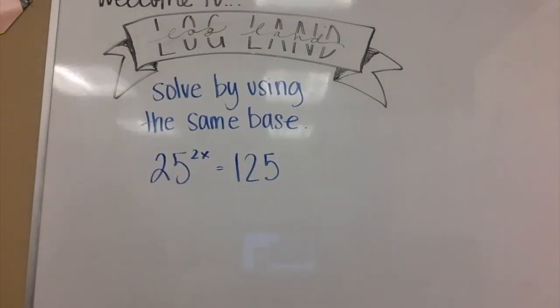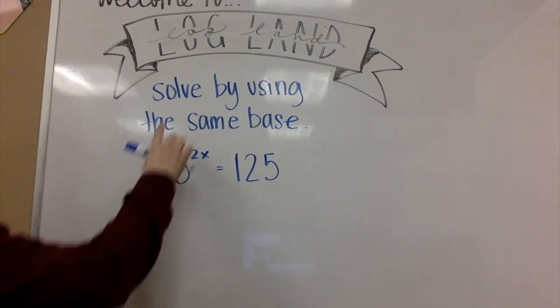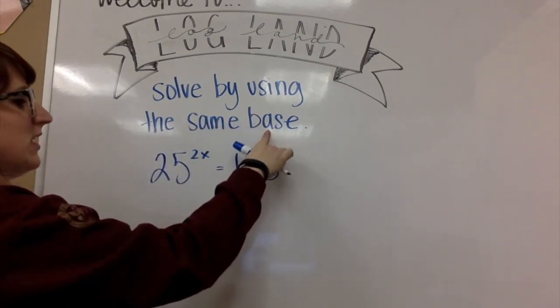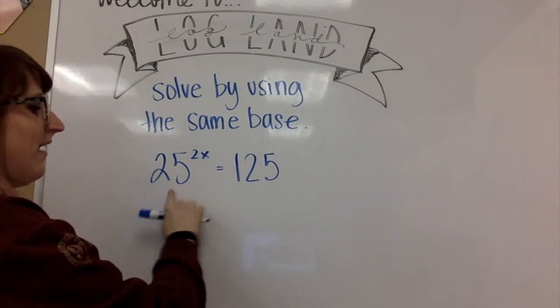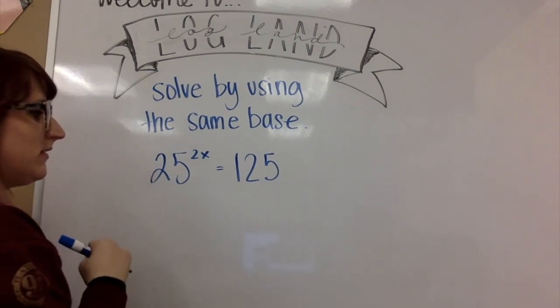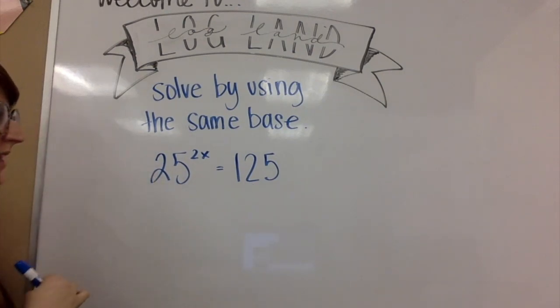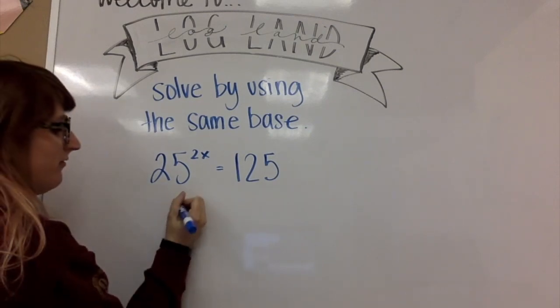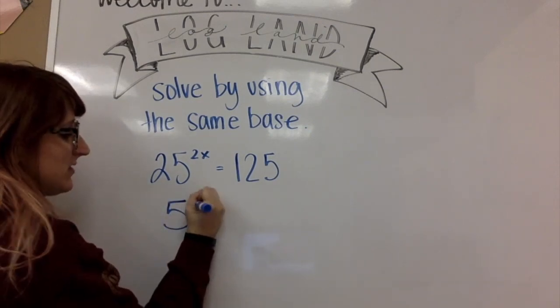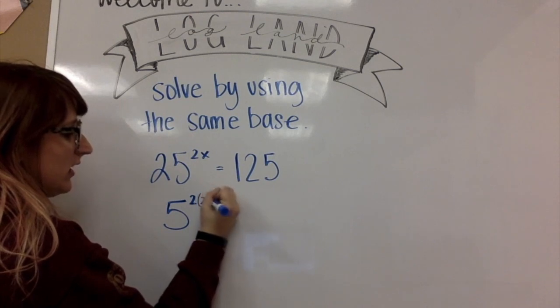So now we're going to get into solving. So here we have an exponential equation. We have 25 to the 2x equals 125. And so on this one, I'm telling you, solve by using the same base. So that means that I can have the same base on both sides. So I'm going to use a base of 5 because I know 5 raised to the 2nd power is 25.